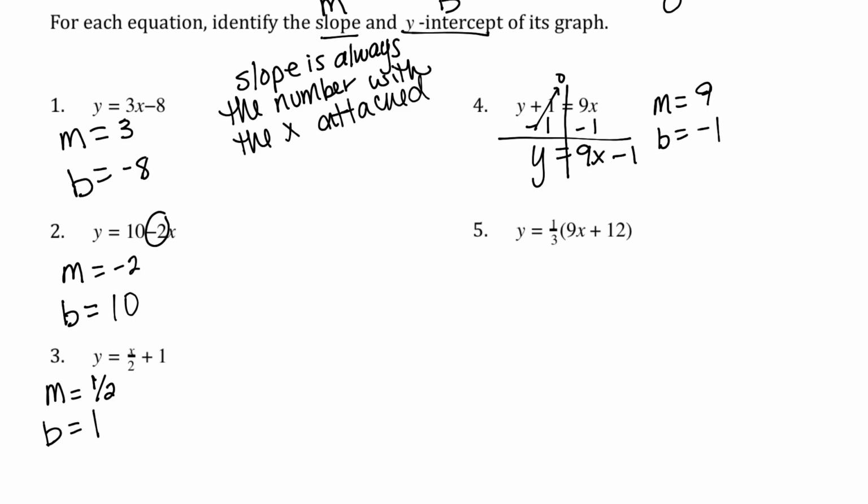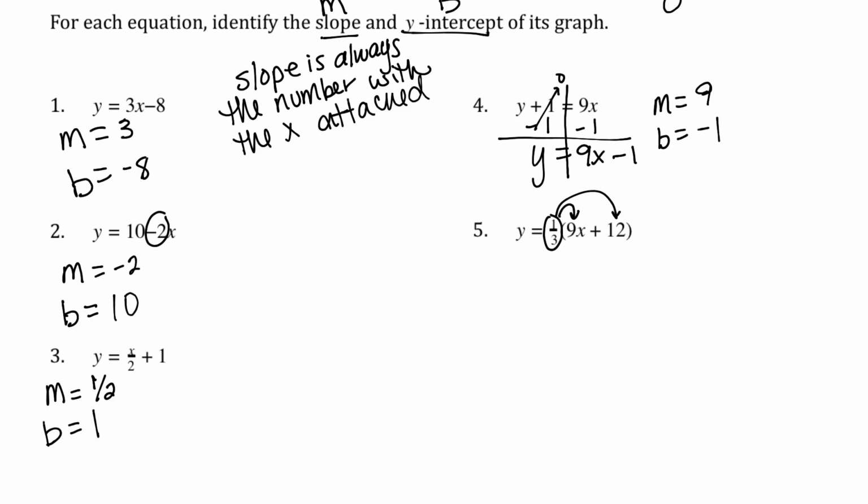Okay. Number 5. We have this equation. Is this in slope-intercept form? No. I need to do something else first. Distribute. What am I distributing? The 1/3. We're going to take the 1/3 and distribute it to everything in the parentheses. What is 1/3 times 9x? Don't get your calculator out. You should be able to do this in your head.